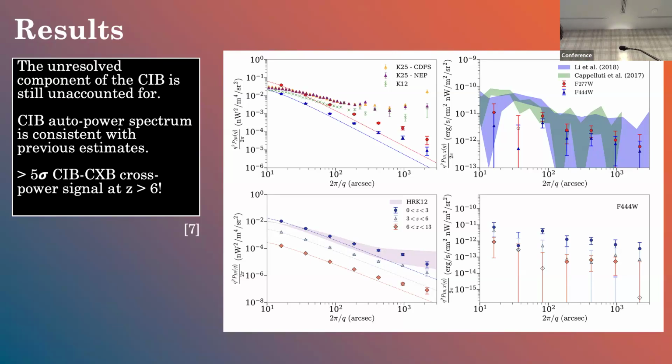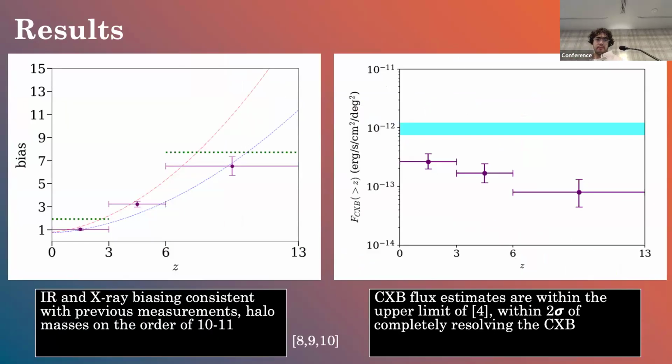It's interesting to note that even though our CIB auto power spectrum can't recreate this unresolved excess, the cross-power signal with the X-ray still agrees with previous measurements of the unresolved CIB and CXB. What this tells you is that even though it doesn't match up to that excess, the underlying sources contributing to this cross-power signal are still there, from these galaxy populations seen with JWST. So I'll speed up a bit.